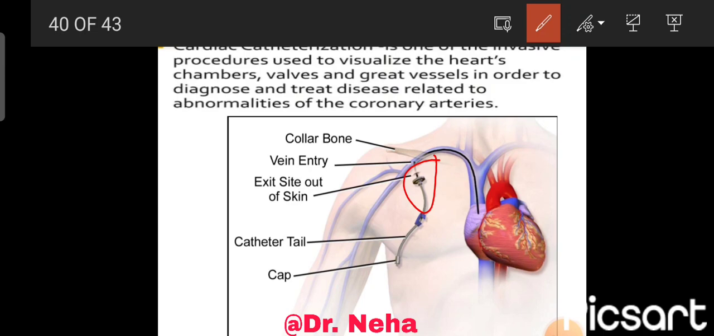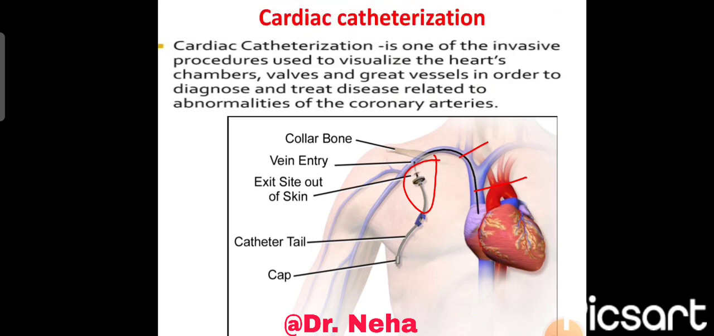This flexible tube passes through the axillary vein, then through the subclavian vein, then it enters into the superior vena cava, which opens into the chambers of the heart. So in this way we can enter into the interior of the heart through the veins. This is cardiac catheterization.